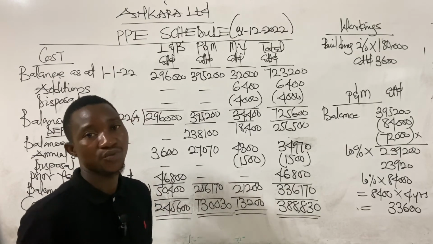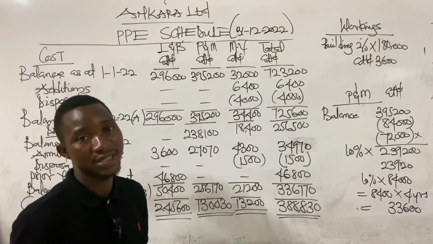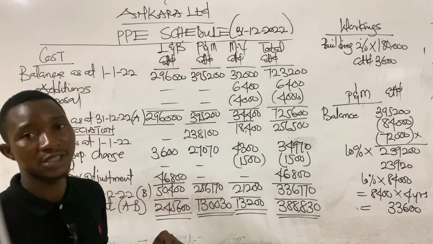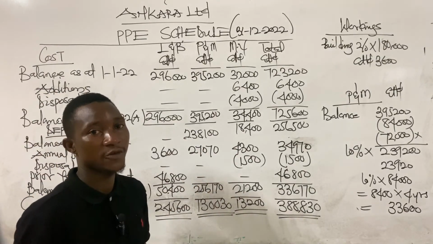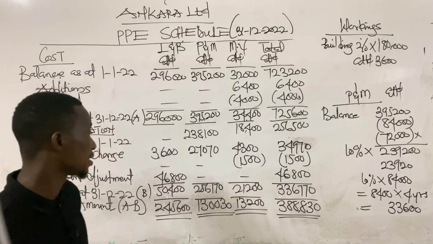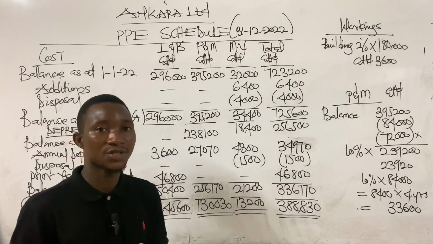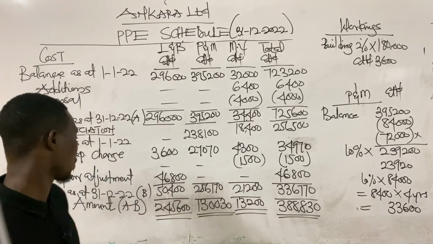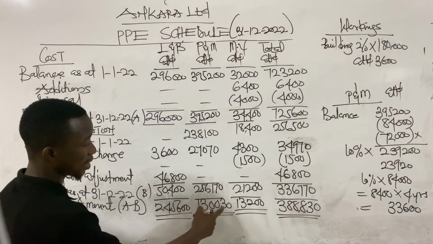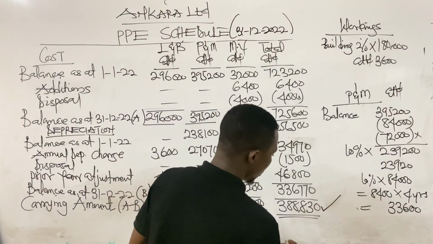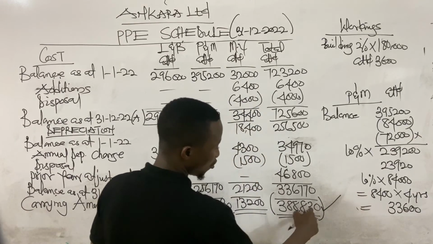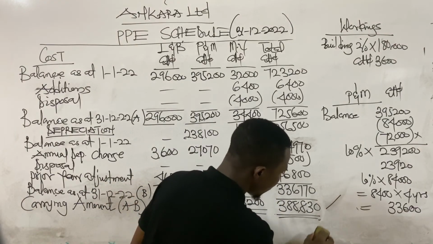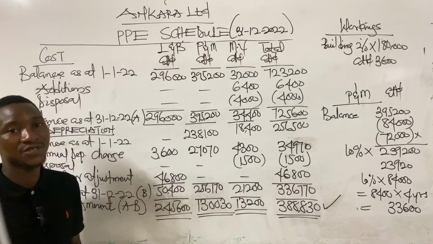The requirement says that we should determine the amount that will be charged to the statement of profit or loss. That will be the total depreciation charge, which is charged to the statement of profit or loss as an expense. And they say we should calculate the amount recognized in the statement of financial position. That will be the total carrying amount. We add these three carrying amounts, and this figure will be recognized in the statement of financial position as the carrying amount of the PPE. So this brings us to the end of this video.